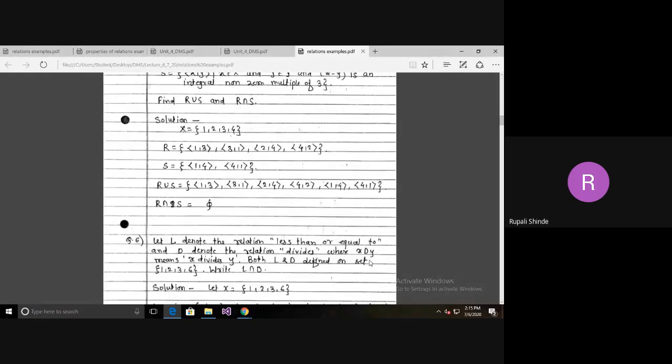Okay. So now we will see the next example. Let L denote the relation less than or equals to and D denote the relation divides, where x is in relation D with y means x divides y. Both L and D are defined on set {1, 2, 3, 6}. Then write L intersection D.